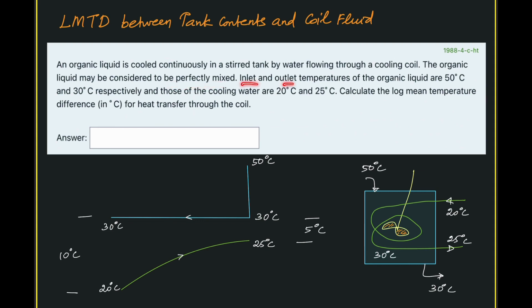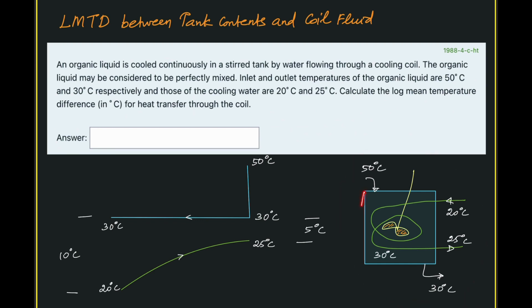Inlet and outlet temperatures of the organic liquid are 50 degrees Celsius and 30 degrees Celsius respectively, and those of the cooling water are 20 degrees Celsius and 25 degrees Celsius. Calculate the log mean temperature difference in heat transfer through the coil. Okay, that is the problem statement. Let us represent the temperature profile. Before that, let us represent the schematic of the vessel.